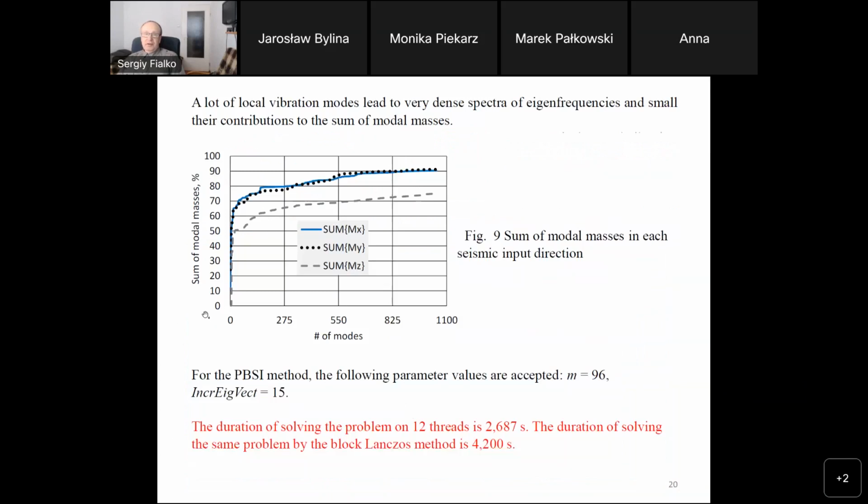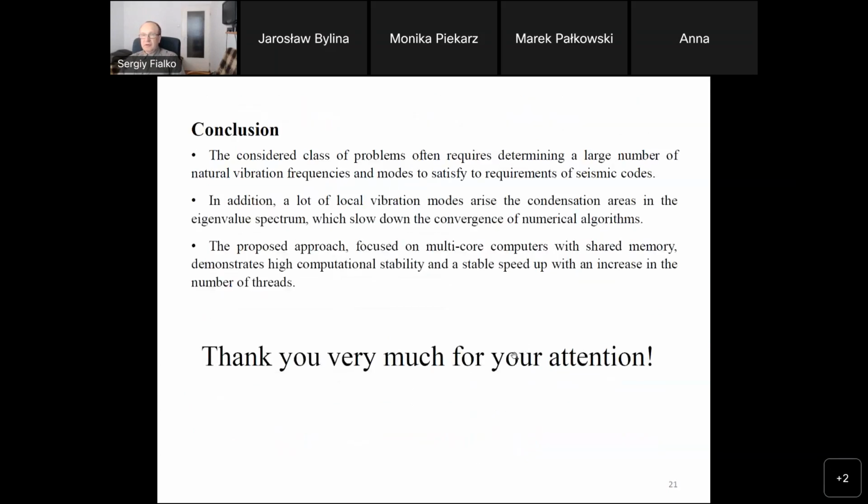Here is shown the dependence of the sum of model masses versus the number of convergent modes. You see the especially slow convergence for the sum of model masses in the vertical direction. The duration time of the block subspace iteration method is presented here and is less than the duration time of the block Lanczos method with spectral transformations.